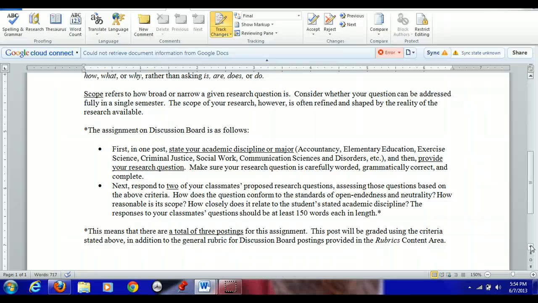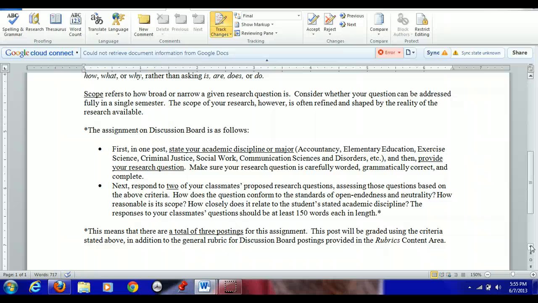So, the assignment on discussion board here is as follows. State your academic discipline. And I believe this includes everybody that we've got in the course: accountancy, elementary ed, exercise science. And then provide your research question. It should be a full question. It should be grammatical. Make sure it follows the parameters I've given you above. Carefully worded, grammatically correct, complete. It's one sentence, but you should spend some time on it.